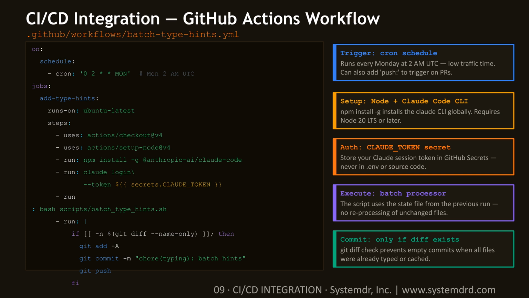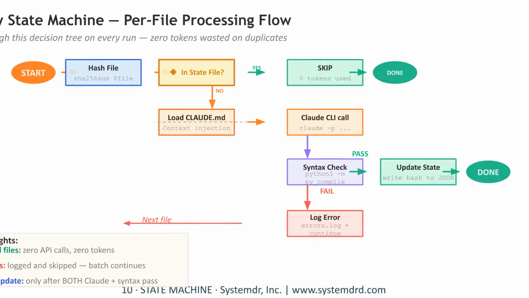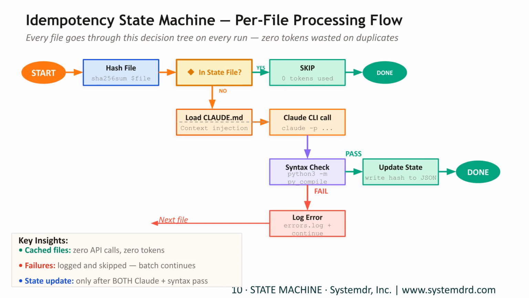Before we close, let us visualize the state machine that drives the idempotency logic. It makes the overall flow click into place. Every file goes through this decision tree on every run. 0 tokens wasted on duplicates. This state machine makes the processing logic explicit. The branching is deterministic, and the outcomes are predictable.